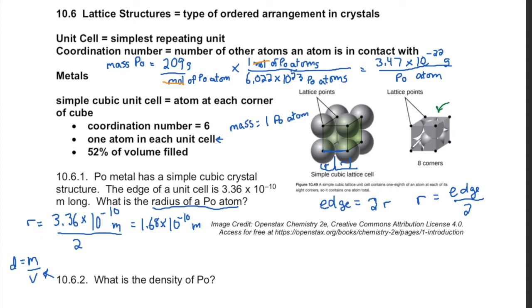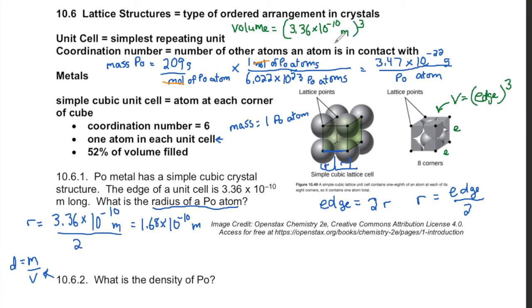Now this unit cell, which contains that mass, has a volume of the length times the width times the height. And since it's a cube, these are all the edge length. So let's put that up here. The volume of this unit cell is the edge cubed, which is 3.36 times 10 to the minus 10 meters cubed. So then we'll have the volume in cubic meters.